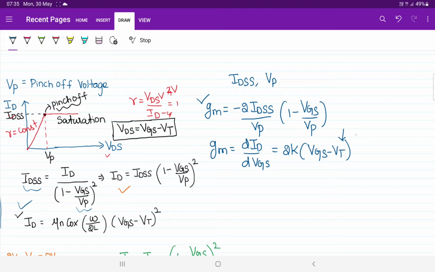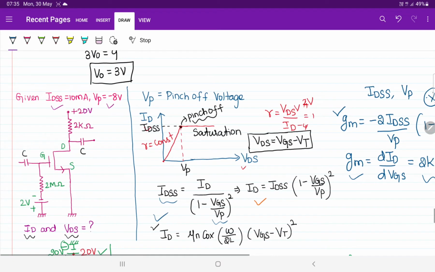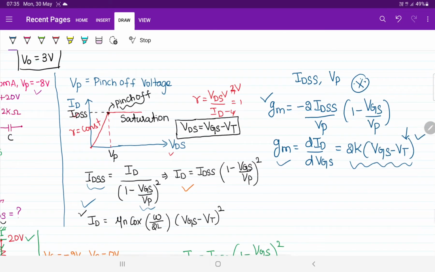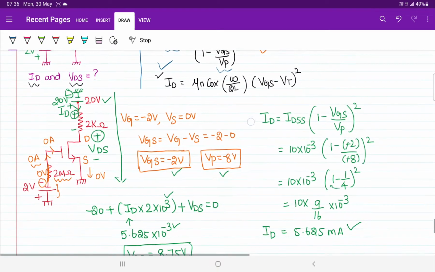So when both are not given, how can we proceed further? This is the actual way. If the threshold voltage and K are given, then directly by using this formula you can find the transconductance gm in the saturation region. If they are not given, but the pinch-off voltage and drain to source saturation current are given, in that case you can use this formula. Now a small request from me: take all this data and calculate the value of transconductance for this question, because IDSS is known, VP is known, VGS is known. Just substitute all the values and drop your answer in the comment section.